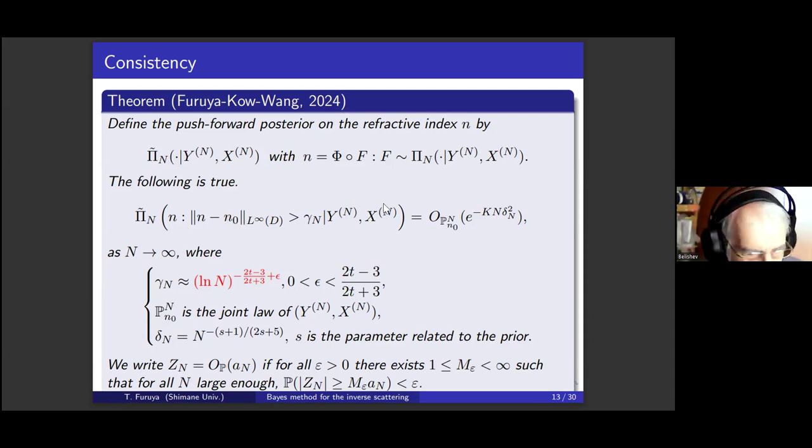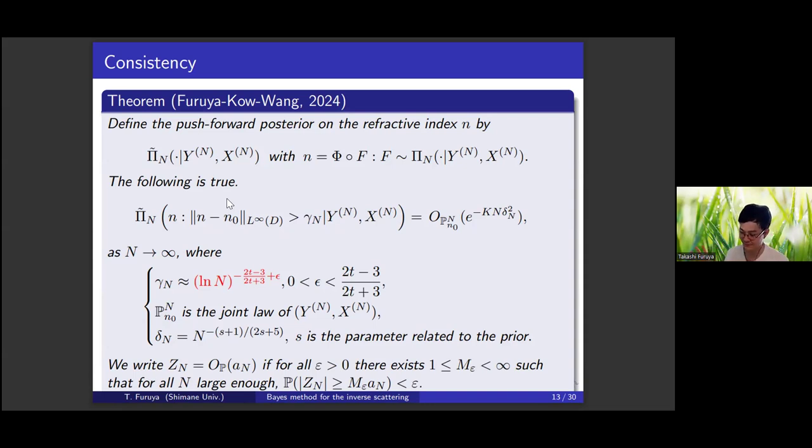Roughly speaking, this is from the posterior distribution. That means that the case where n minus n naught is bigger than gamma n never happens if the number of observations goes to infinity. So n is very close to n naught, very roughly speaking, as the observation data increases. So we want to reconstruct from the observation data, the scattering amplitude for many, many angles.